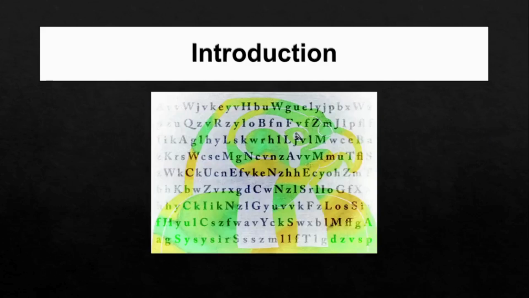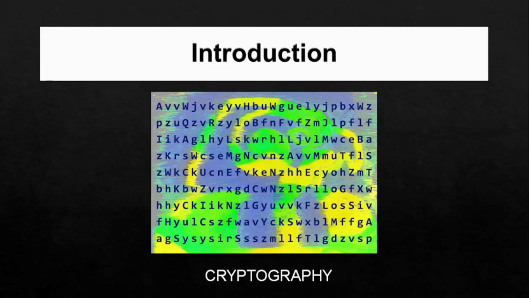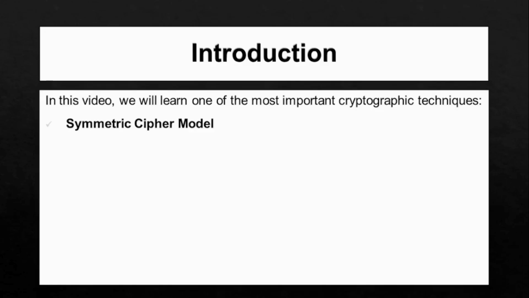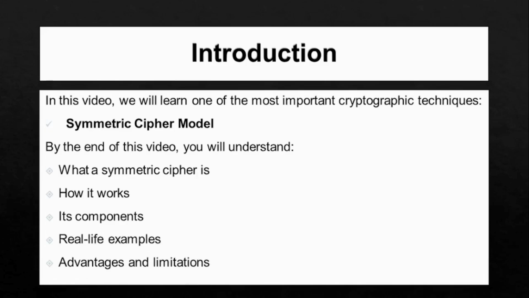Now, let us understand cryptography. Cryptography is the science of securing information. It converts readable data called plain text into an unreadable form called cipher text. In simple words, cryptography protects data from unauthorized access. In this video, you will learn the symmetric cipher model, and by the end of this video, you will understand what a symmetric cipher is, how it works, its components, real life examples, advantages and limitations.